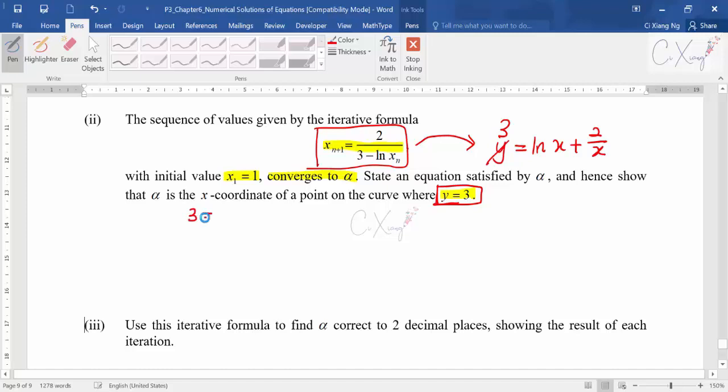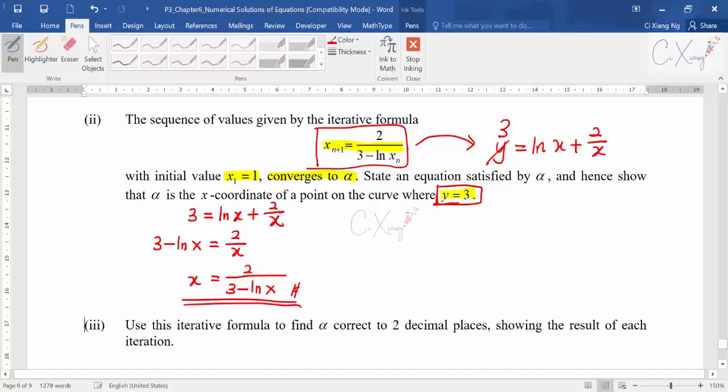So 3 equals to log x plus 2 over x. And then if I look at this equation here, I realize that I will want to move the log x over. And then if I bring the x up and 3 minus log x down, then this is the iteration formula that I can get. That's it.